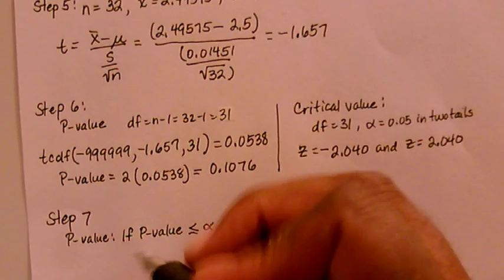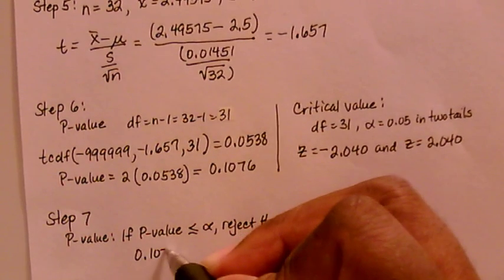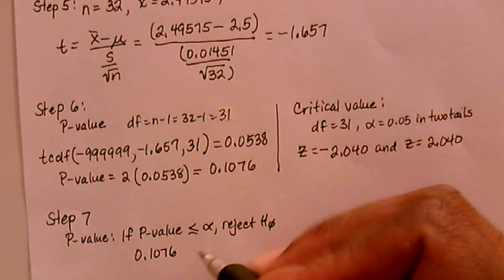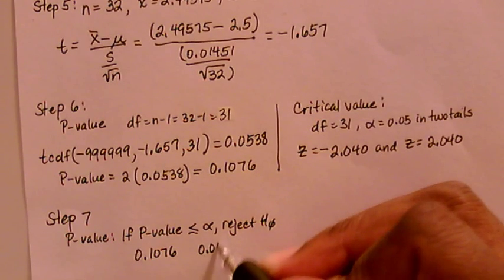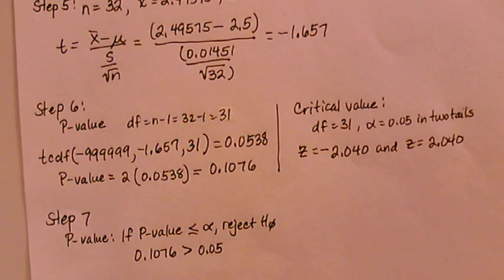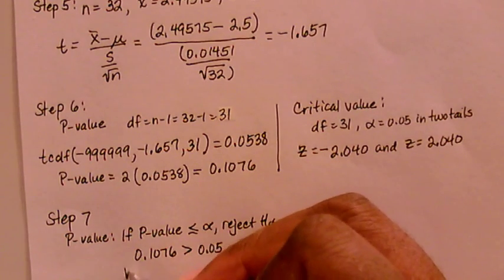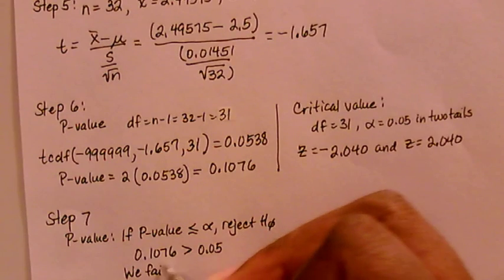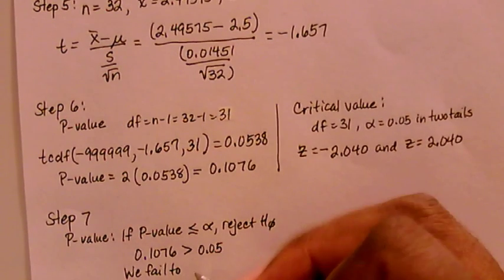And my p-value is 0.1076. My alpha level was 0.05. If you compare those two, 0.1076 is greater than 0.05. So this does not fit our decision rule, so that means we fail to reject the null.